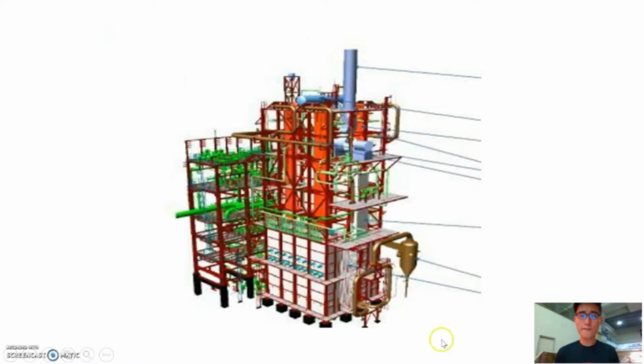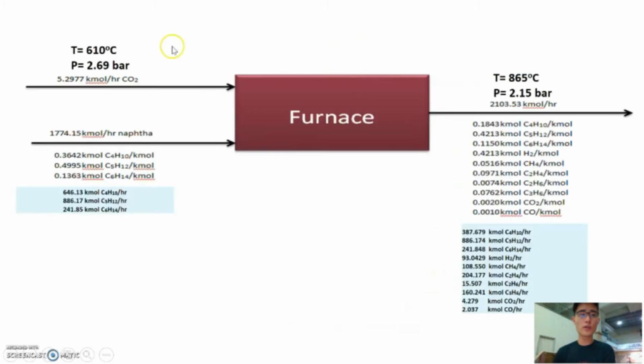So this is an example for the furnace. Example picture of furnace in engineering industrials. So as you can see, the temperature and pressure for the input and the temperature and pressure for the output. This one is for the molar fraction, and this one is for the molar flow rate. The components are fewer in the input than output. So as for the input, we put in carbon dioxide and naphtha. As for the output, we have these components.